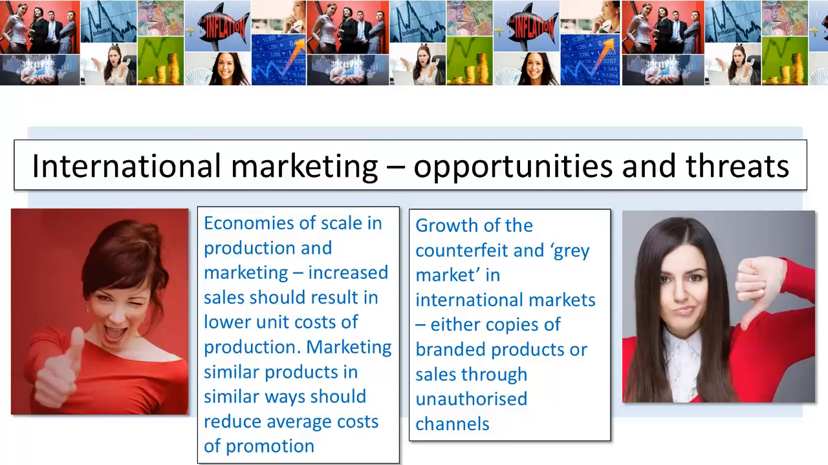Another opportunity is economies of scale. So you grow big enough, you're producing enough, you're selling enough, that the cost per unit of output that you're producing decreases. So economies of scale in production and marketing, increased sales going to result in lower unit cost of production. Marketing similar products in similar ways should reduce the average cost of promotion.